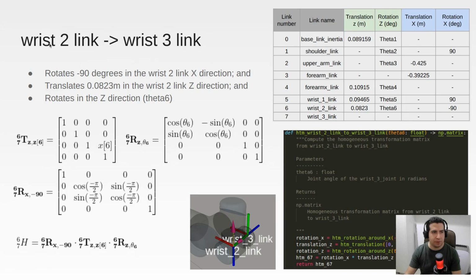And finally, from ROS2 link to ROS3 link, you have a rotation by minus 90 degrees in the X direction, then a translation in the Z direction to the ROS3 link, and then a rotation around Z by theta 6. So here's the math, and here is the corresponding code.